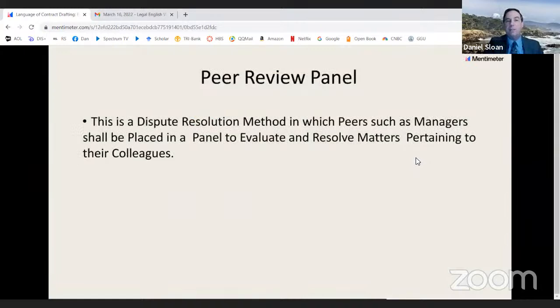Peer review panel is another one. This is a dispute resolution method in which peers, such as managers, are placed in a panel to evaluate and resolve matters pertaining to their colleagues, for example.